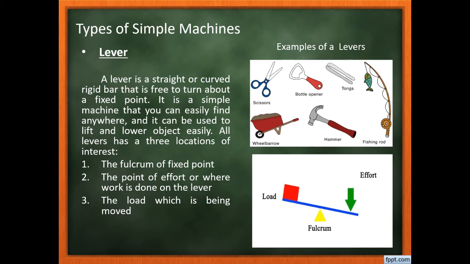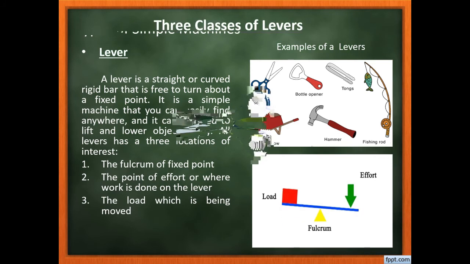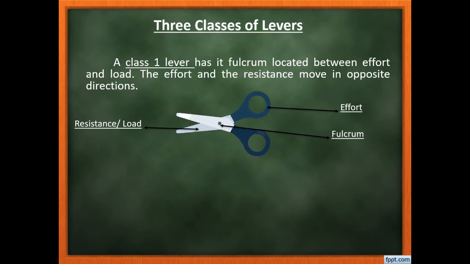Examples of levers are scissors, bottle opener, tongs, wheelbarrow, hammer, and a fishing rod. Levers have 3 classes depending on the relative position of the fulcrum, effort, and load. The 3 classes of levers. A Class 1 lever has its fulcrum located between effort and load. The effort and the resistance move in opposite directions.